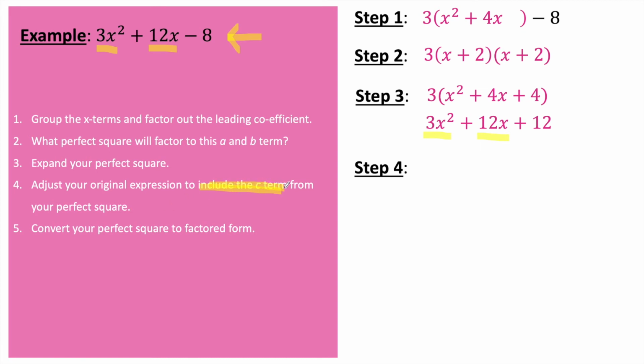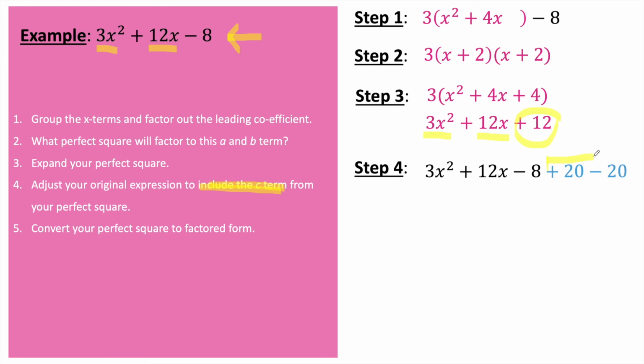The c term for my perfect square is, of course, positive 12. Now, just like you saw in the last example, I need to change negative 8 to positive 12 without changing the value of the expression. So, to change negative 8 to positive 12, I need to add 20. But to maintain the same value of my expression, I need to subtract 20.